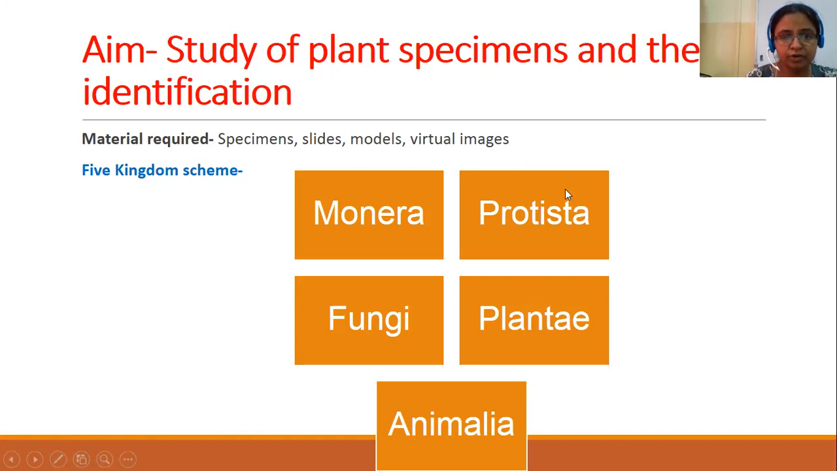We have already done in our theory class the five kingdom scheme proposed by Whittaker. The whole living world is divided into five groups: Monera, Protista, fungi, Plantae and Animalia. Out of these, the first three, Monera, Protista, and fungi, we have already done in our previous biology practical.